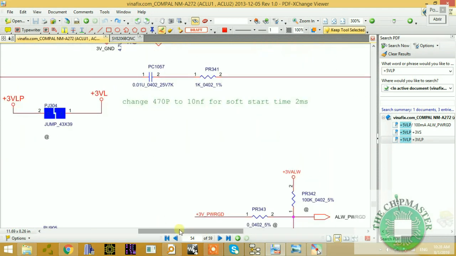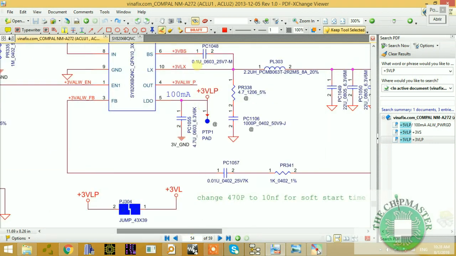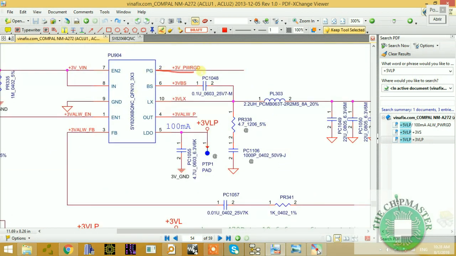So after this 3 volt is okay and there's no over voltage and there's no overcurrent, then it will output what? Power good. This one, pin number 2, outputs power good, and that's an output pin. As you can see, it's known as 3 plus 3 volt underscore power good. So let's copy this signal and see where it's going.